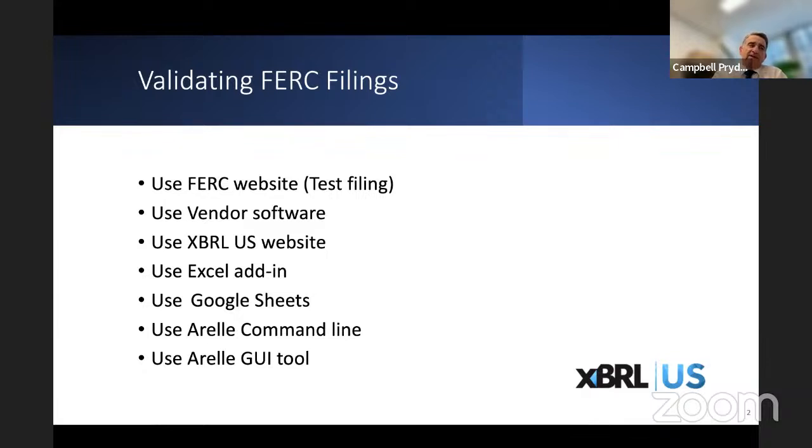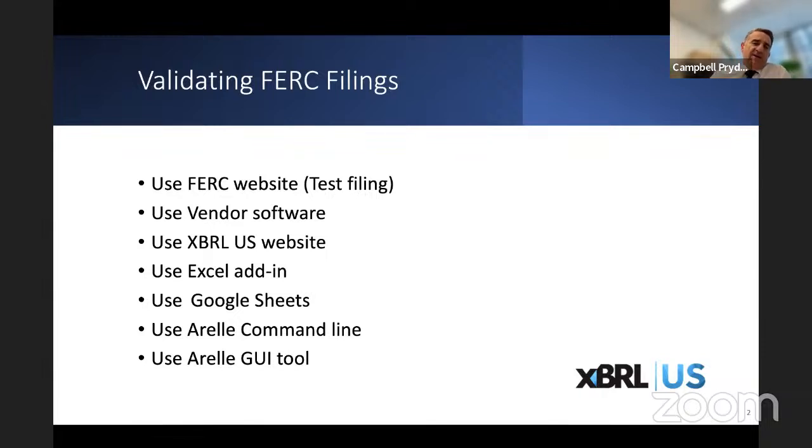Each rule has a message, and we'll look at those in a minute, and once you've got those validation messages, you can go and correct the filing. Most vendor software will incorporate these validation rules into it. So if you're using a vendor provided solution, they incorporate these rules, and so you can run the rules when you validate your filing with the vendor software as well.